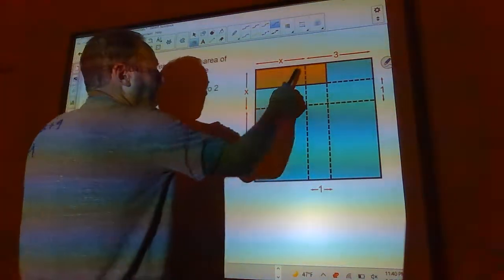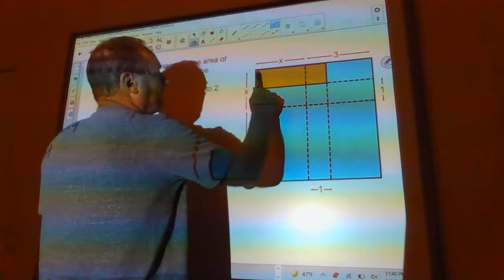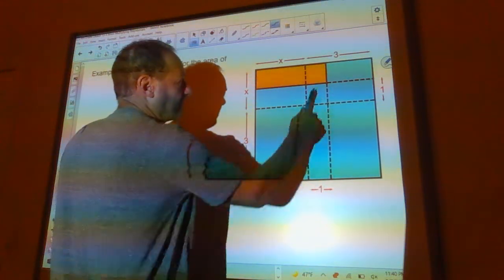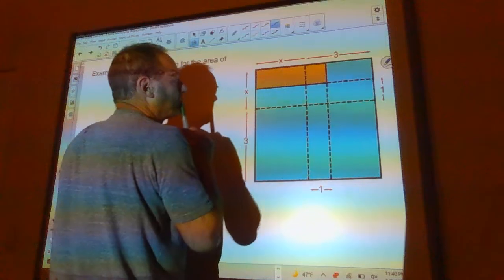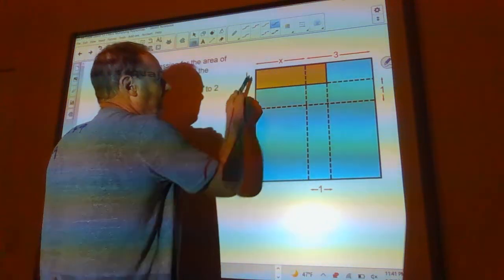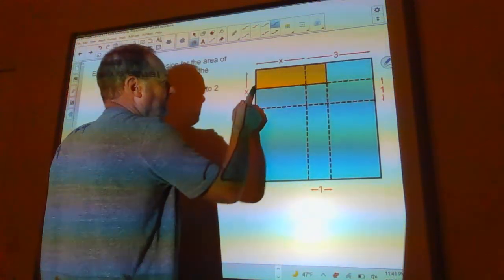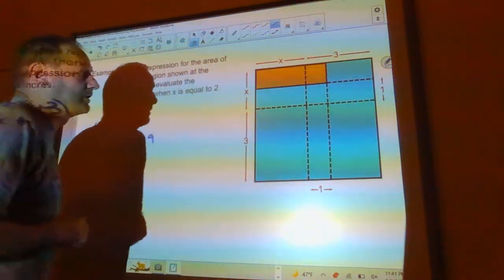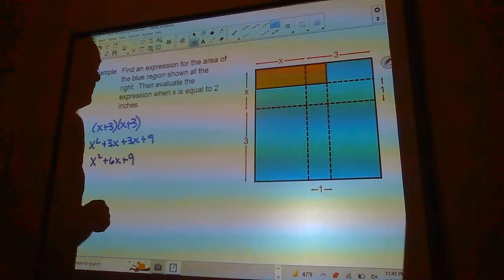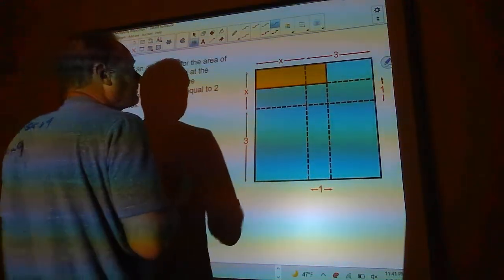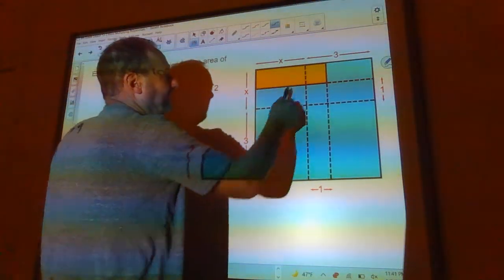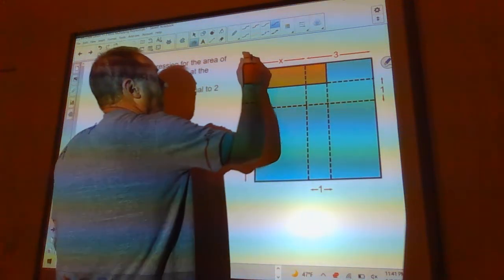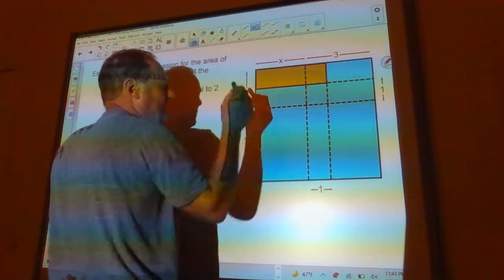You've got to figure out this orange area. Now you know that this is x, and you know from here that this is 1. But you don't know what this is. There's nothing that says. I mean, it looks like it's 1, but there's nothing that says that it's 1. So here's what I would do with this thing. I would figure out everything that I could figure out on this thing. Legitimately.